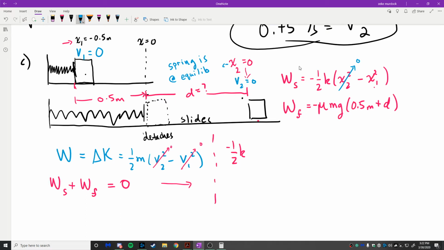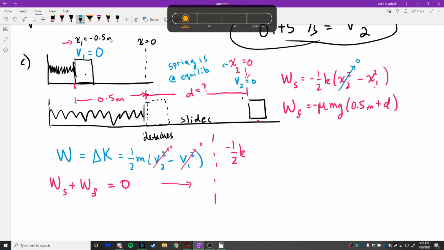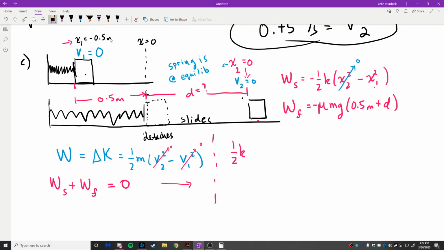Everybody okay with that? So the final x coordinate is going to be 0 for the spring, v2 is going to be 0, v1 is 0 and x1 is 0.5. Okay, so what we end up getting is this. The work done by the spring becomes negative 1/2 k times negative, so you just get this times k times x1 squared. Okay, and then minus this guy.